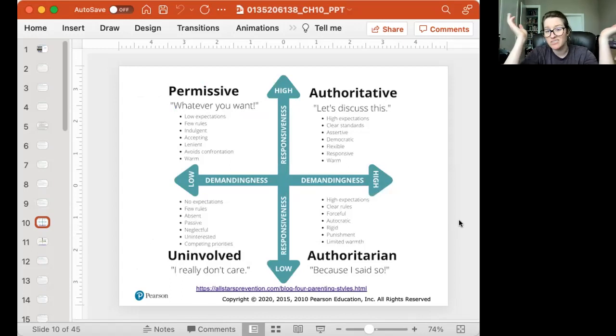Uninvolved is the I really don't care parenting style. They might not have any rules or few, if at all. They don't have expectations. They're disinterested, neglected, passive. They might have other priorities that are more important than their children to them. This is the parenting style that they don't even know where the kids are.